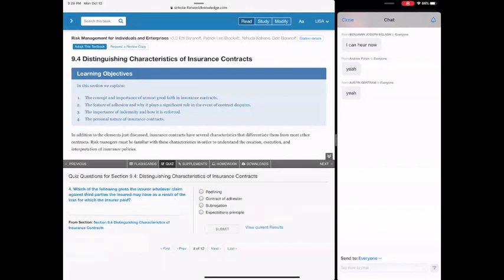Which of the following gives the insurer whatever claim against third parties the insured may have as a result of the loss for which the insurer was paid? Horrible sentence, but essentially, which of these terms describes the right the insurer has to go after the at-fault party if they pay for claims on your behalf? Subrogation.